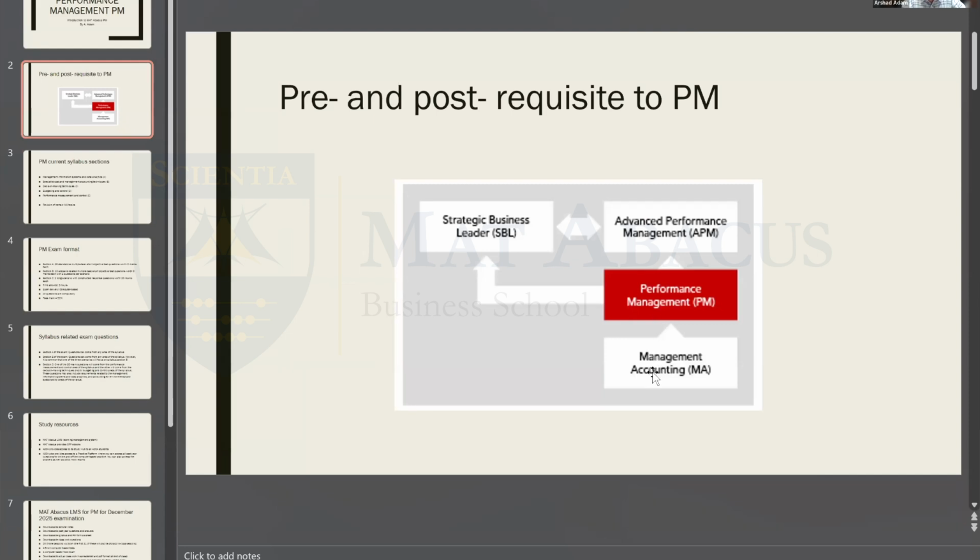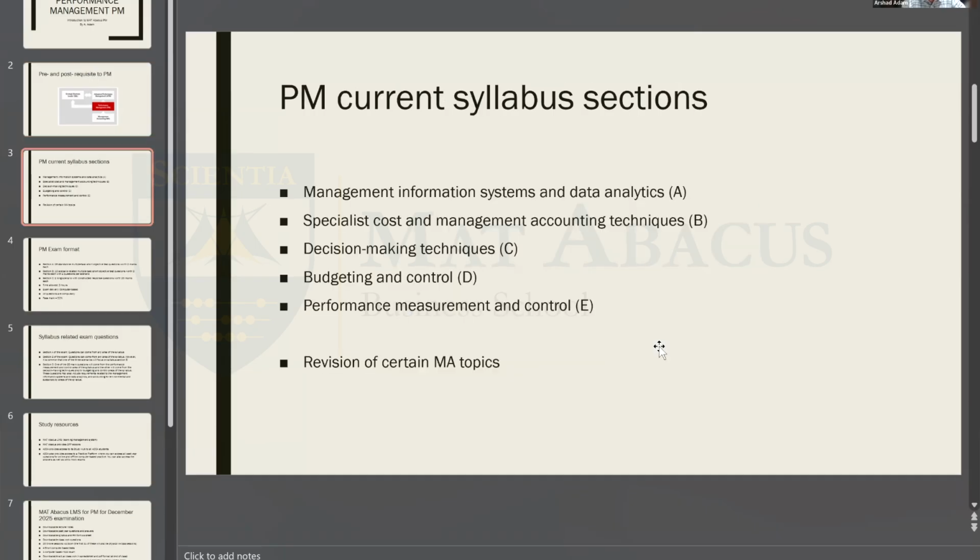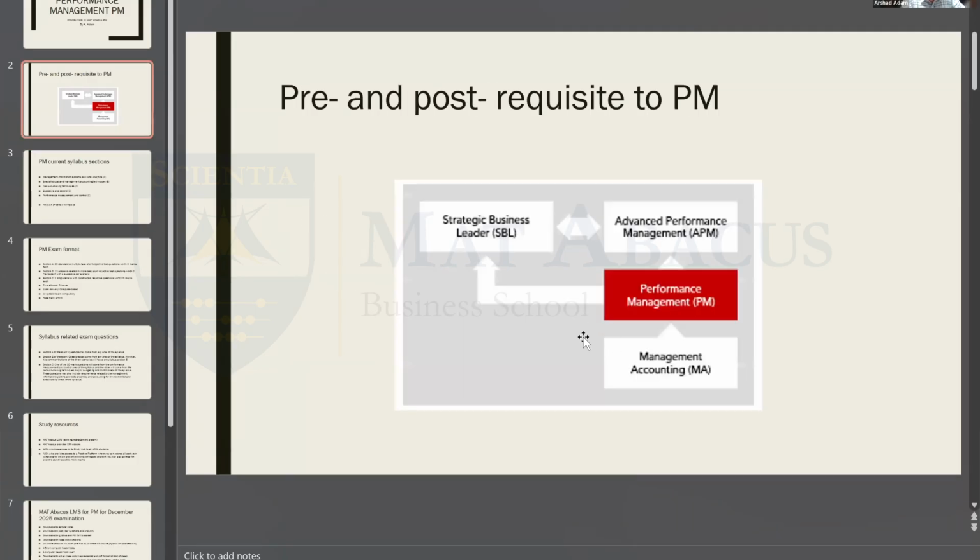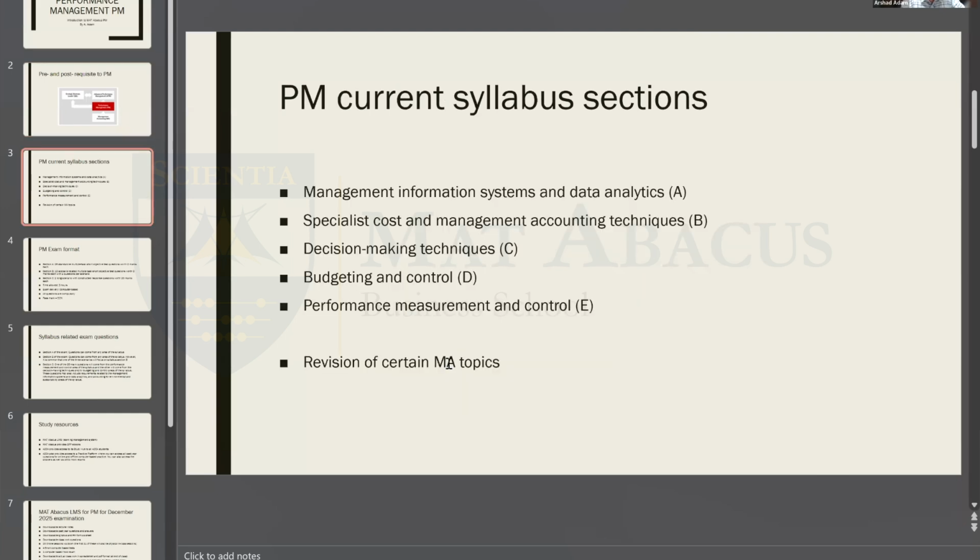Now, some of you have got exemptions, and some of you may have forgotten some of the topics, especially the more difficult topics, which actually feed into performance management. So when we cover our topics, whether it is cost management, accounting, decision making, and budgeting and control, these 3 especially draw heavily on the earlier paper, which is MA. So what I will do during class is to do some revision of those topics where it is necessary.